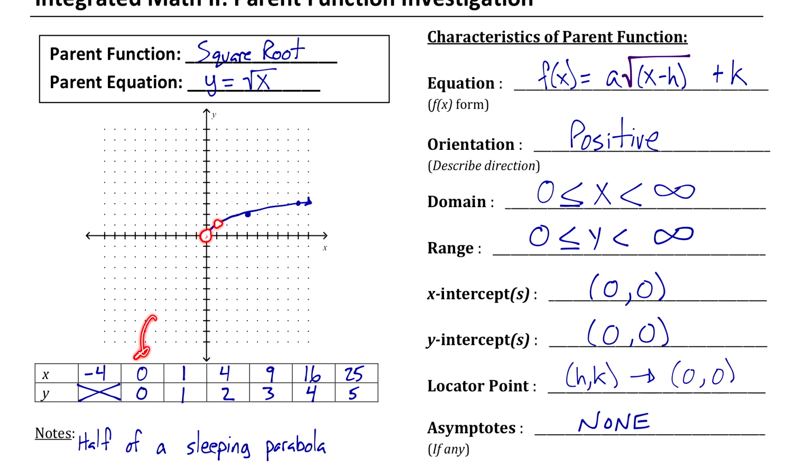I picked certain numbers that would give me nice numbers. I knew I'm working with the square root, so I chose perfect squares. I want to plug in a 4. I want to plug in a 9. I plugged in 16 and 25, but those don't even fit on the graph. So I only plotted what fit, even though my table has more.